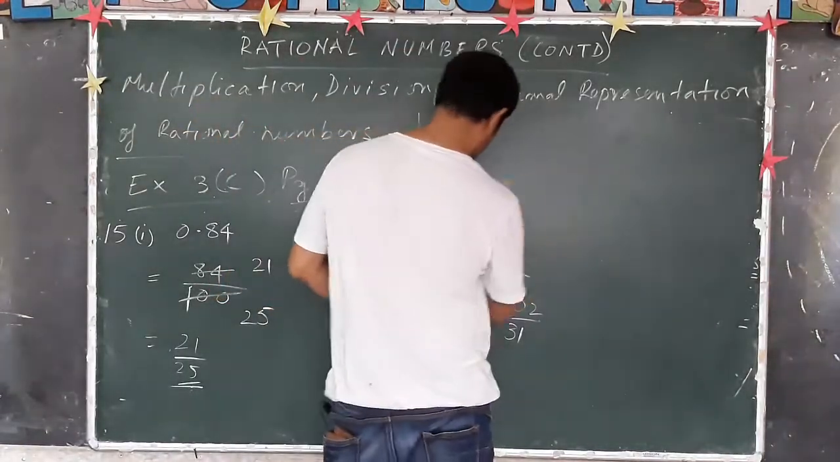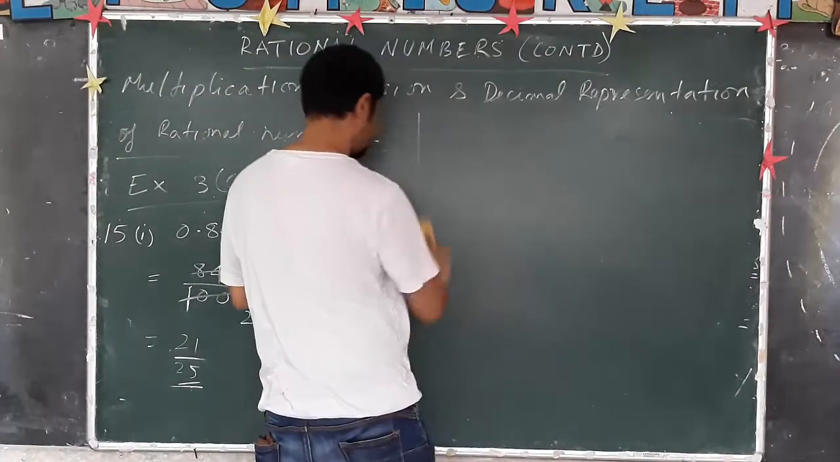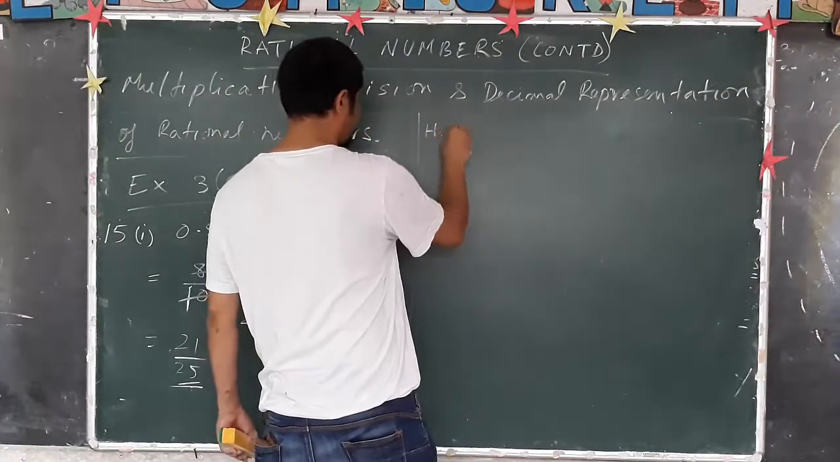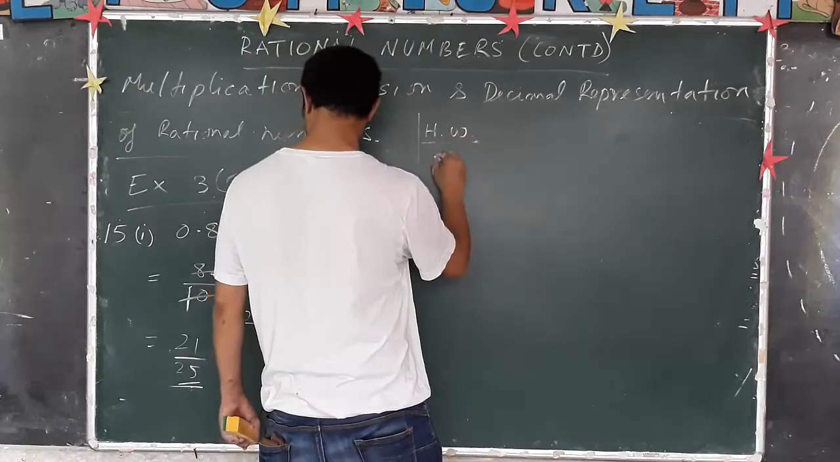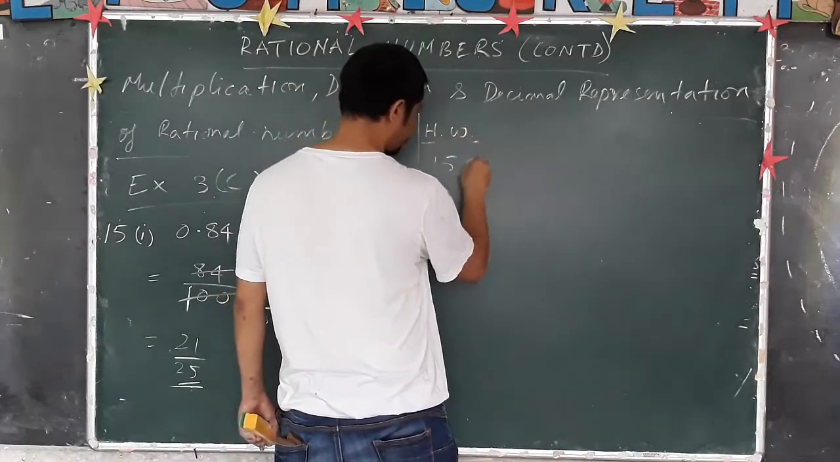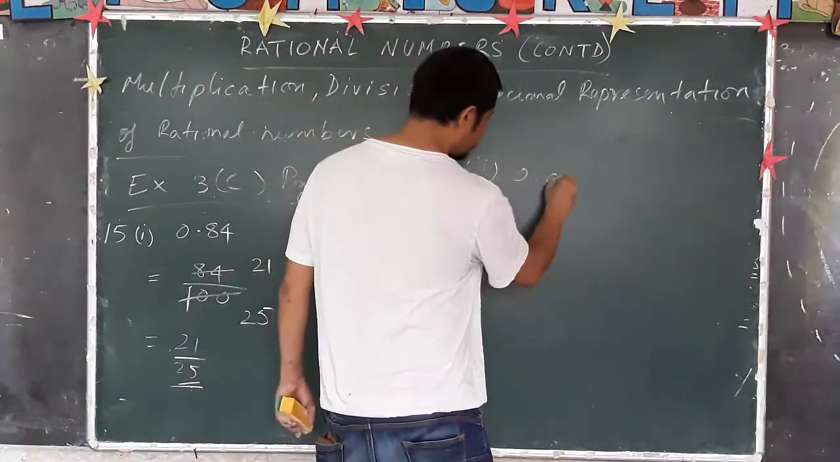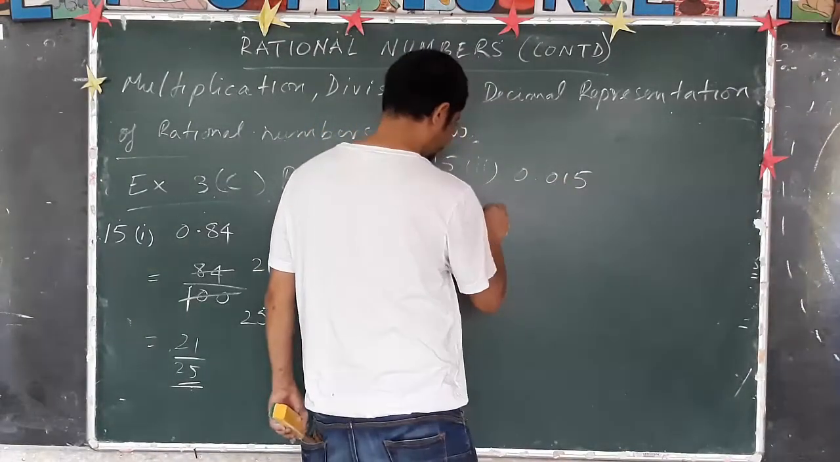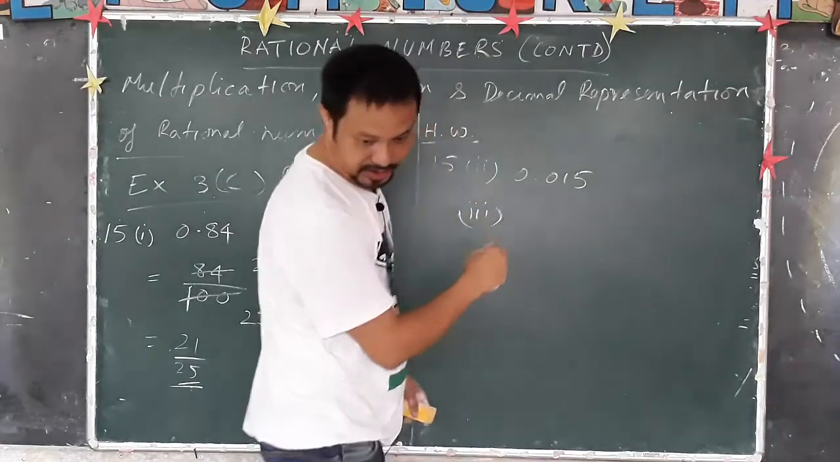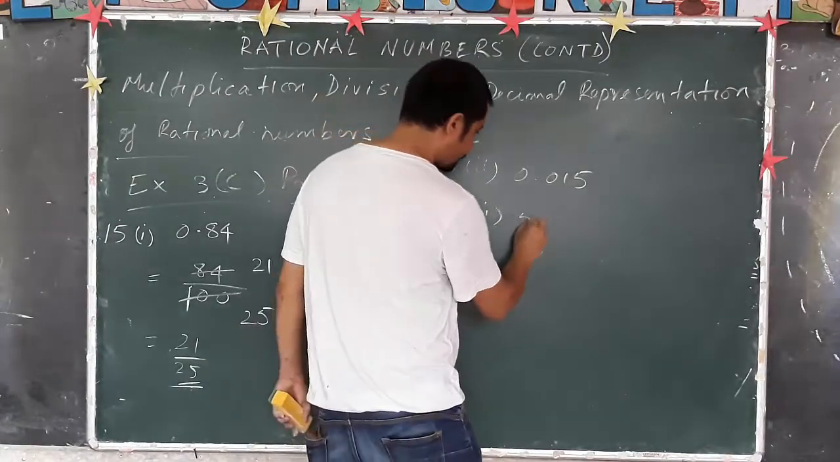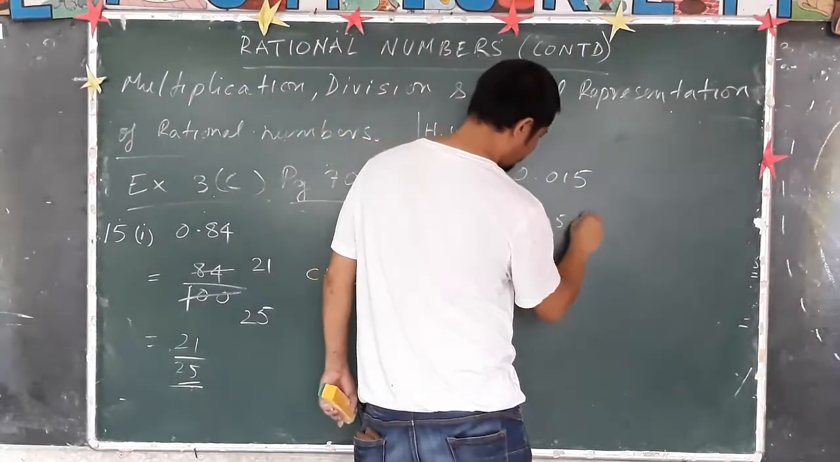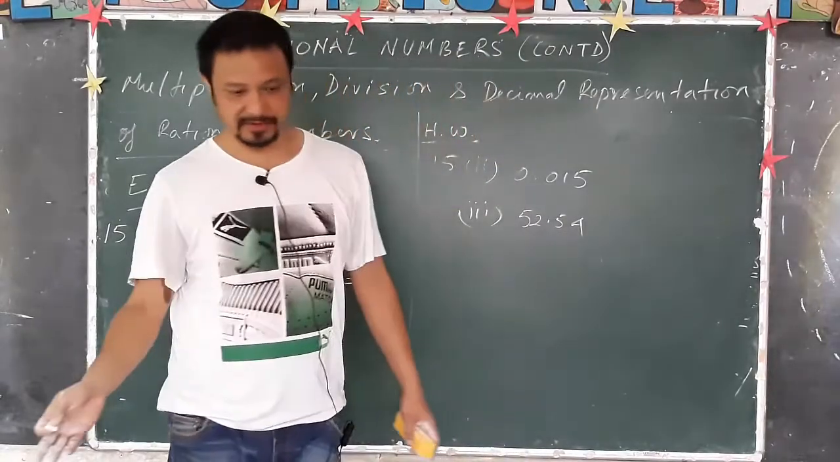So your homework, and this is the last for today, children. Last 2 homeworks for today, then we end this class. 15.2 is 0.015 and 15.3 also, I guess, 52.54. Pretty simple, easy sums.